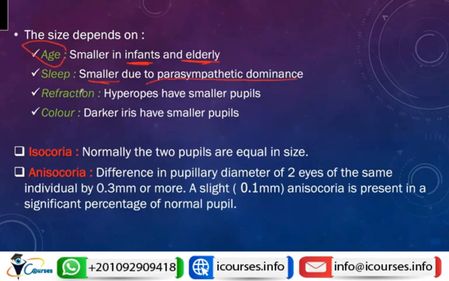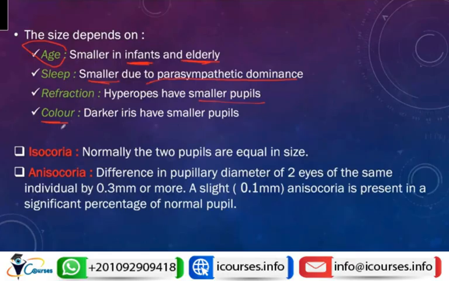The refraction also has an effect on the size of the pupil, as hyperopes will have smaller pupils. Since hyperopes have small everything, small cornea, small axial length, they will have a small pupil as well. The color also sometimes gives an impression that the pupil is larger. In the case of a dark iris, they tend to show small pupils. But if the color is light, like blue iris or green iris, then the pupil size tends to be larger.